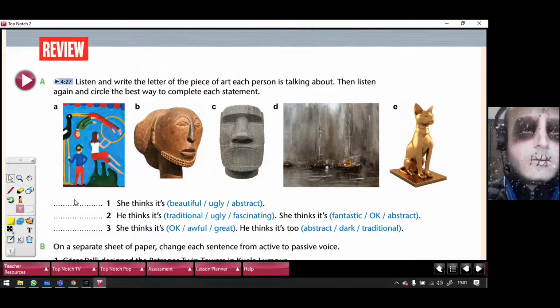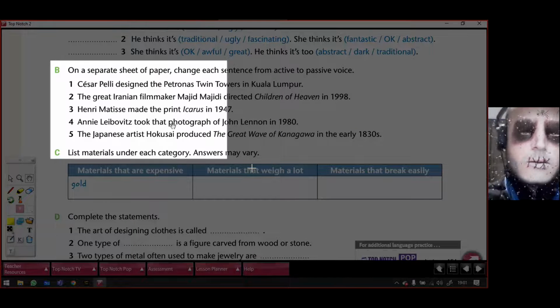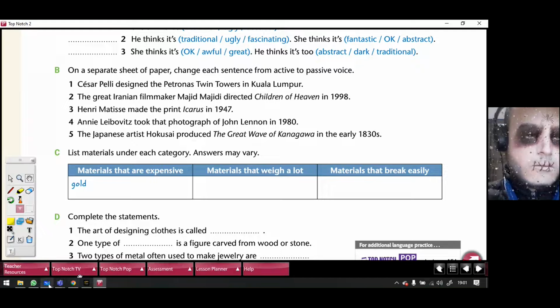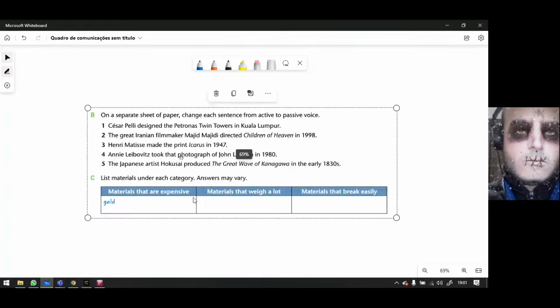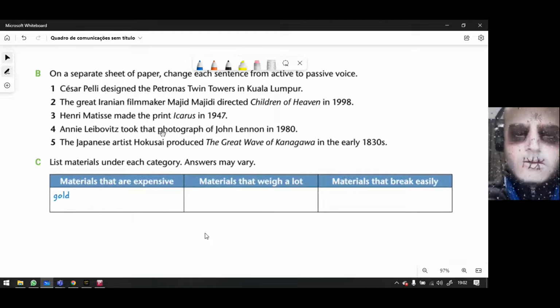This is it. So first you match here the letters, then you circle the correct option. After that, we're going to exercise B. In the exercise B, you're going to get the sentence and transform from active to passive voice.